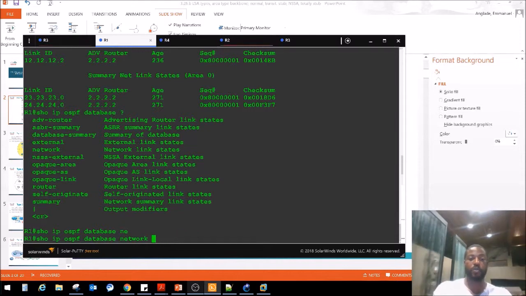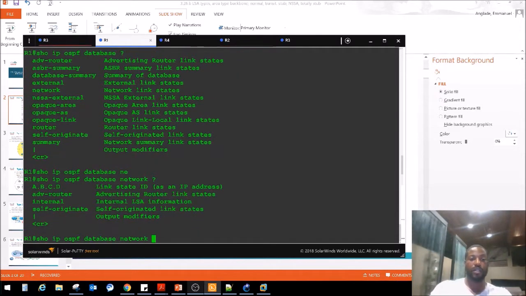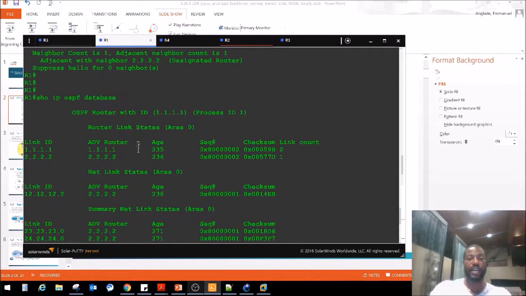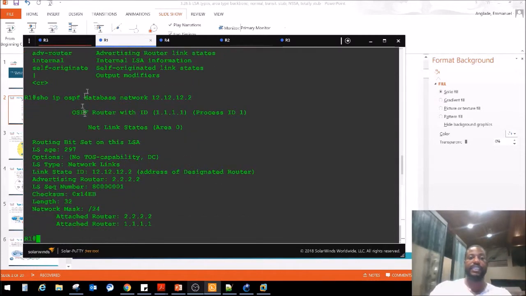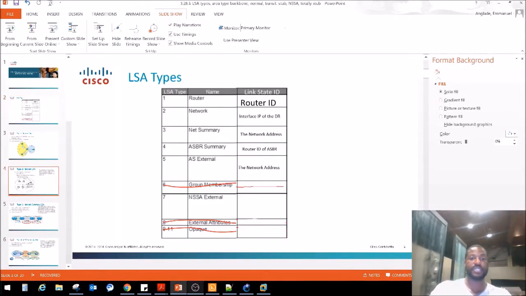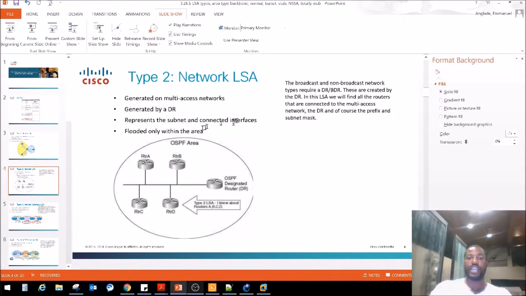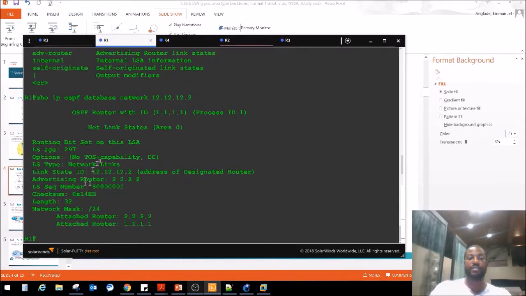Actually, let's see what he wants to know. The link state ID. See? Link state ID. So my bad. We said it was 12 dot something. We said it was this guy. Take a look at that, and that is the LSA Type 2. That's information on the LSA Type 2. What does the LSA Type 2 contain? Subnet and connected interfaces, flooded within only the area. So that's the Type 2 LSA. I wish it would just say Type 2 LSA, but they say net link.